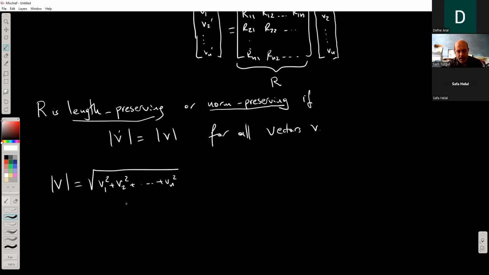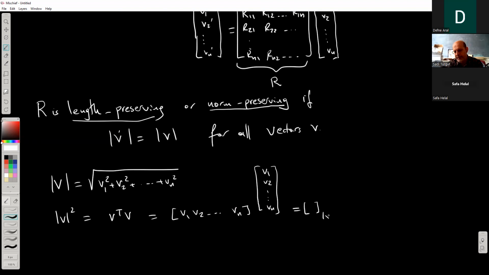Okay. I can actually describe this length in terms of the matrix product. So it's the transpose of this column matrix. The transpose is going to give us the row matrix. So the product of this with the column matrix is going to give me a 1-by-1 matrix.